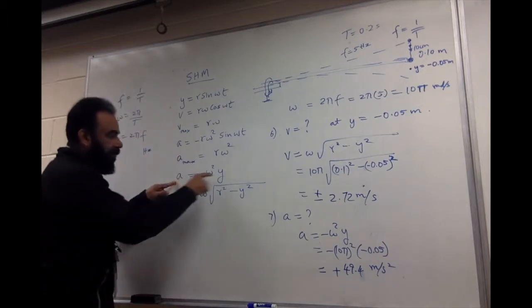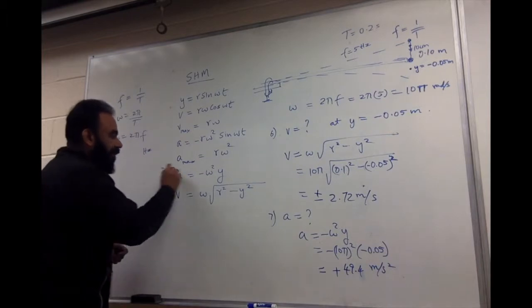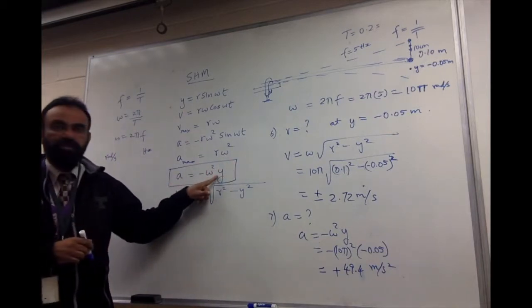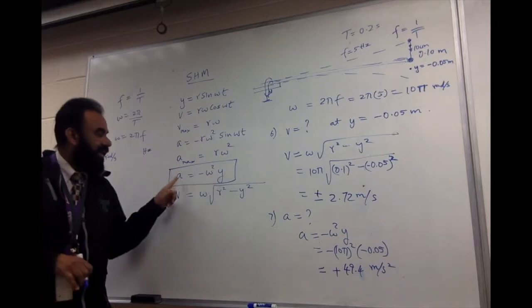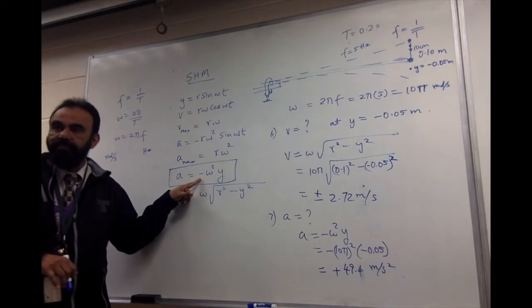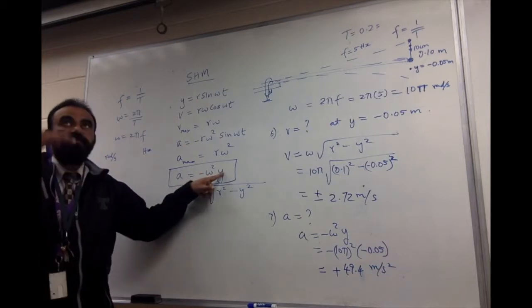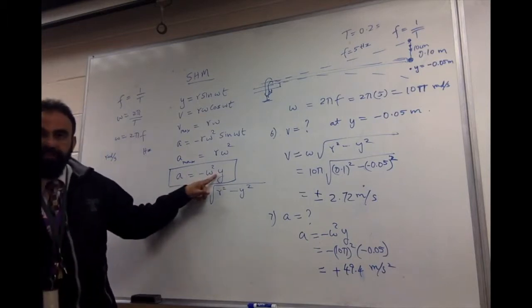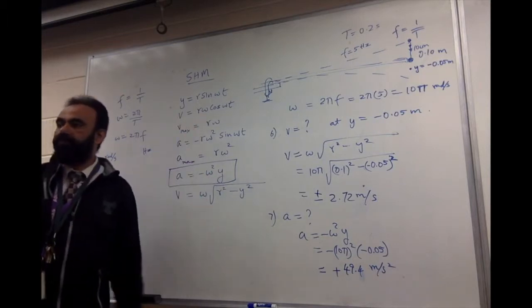So this is your simple harmonic motion's definition. Acceleration is directly proportional to the displacement from the mean position, and acceleration is directed to the mean position. The minus sign tells you that. Okay? So when the displacement is positive, acceleration is downward. When the displacement is negative, acceleration is upward.